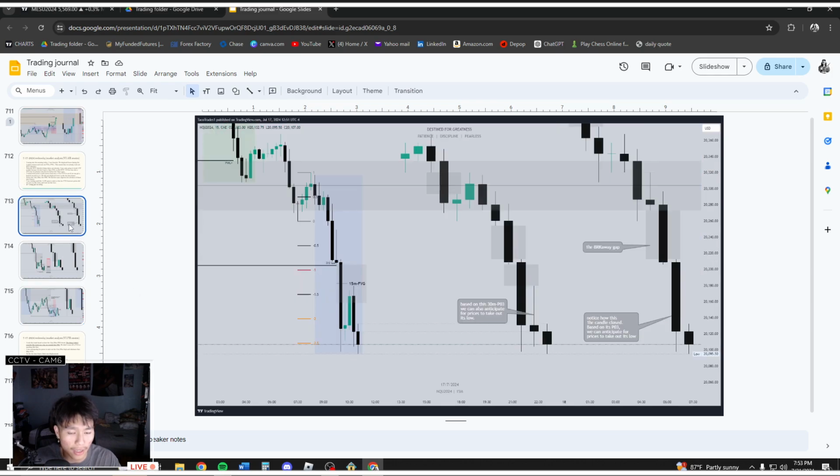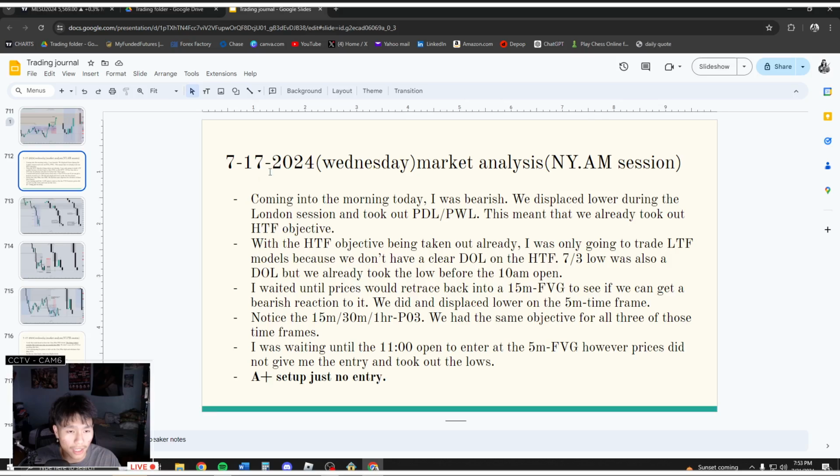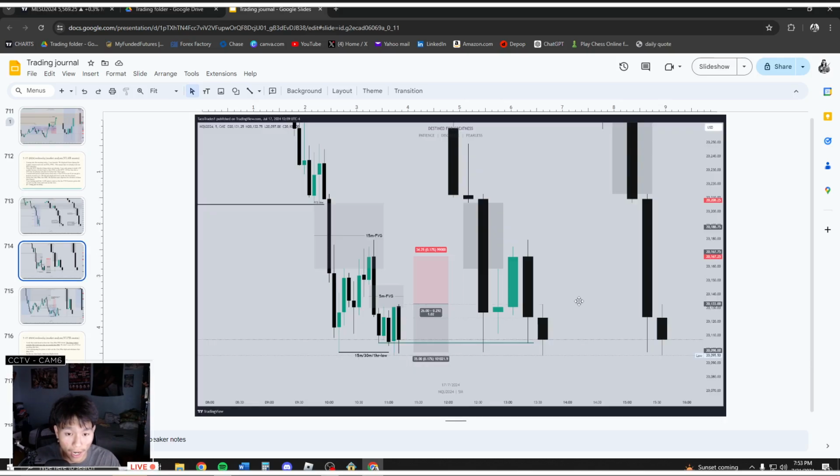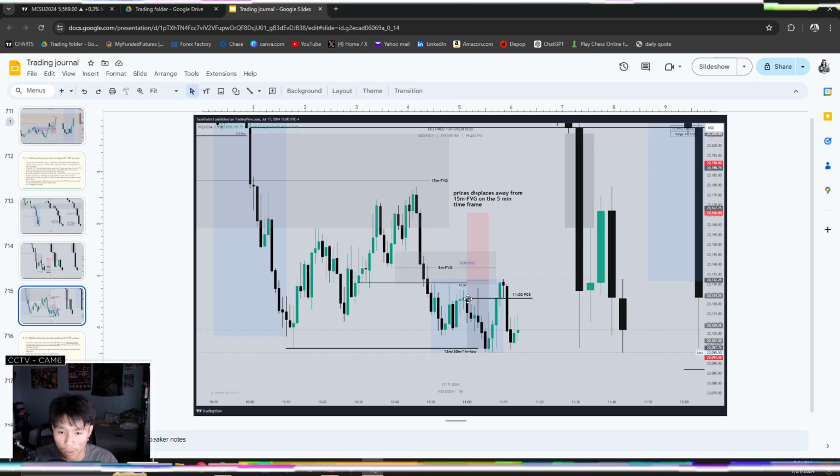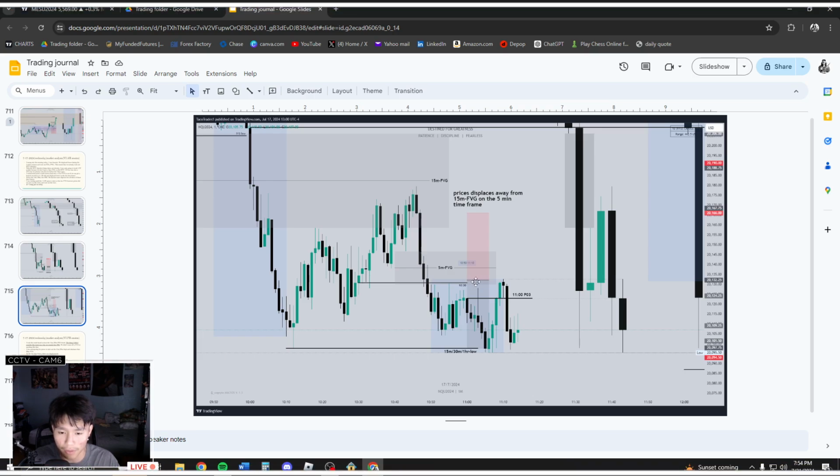So what I mean by that is, this is the trade that I was talking about. You can see this on the July 17th, 2024 live stream, where I pointed out this exact play, but I didn't get an entry. I was anticipating for us to retrace back inside this 5-minute fair value gap at the 11 o'clock candle, and take out the 15-minute and 30-minute low.